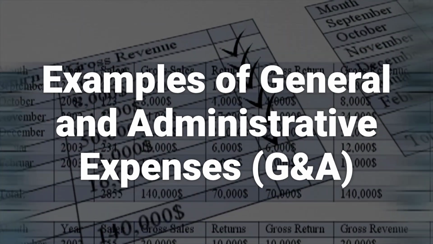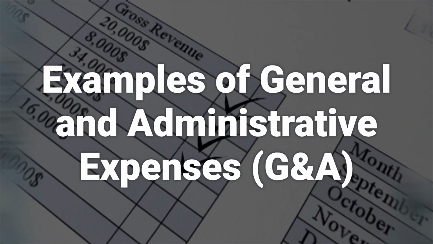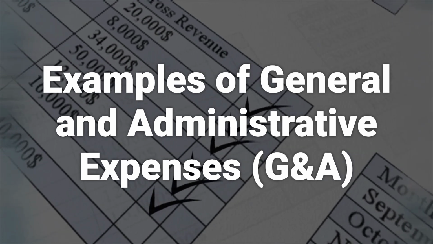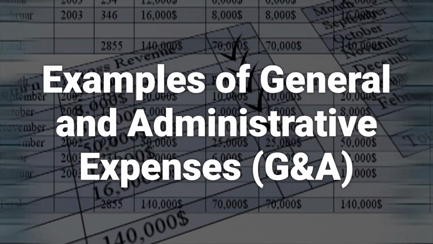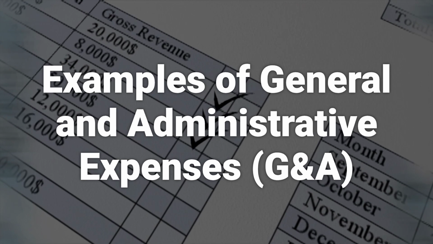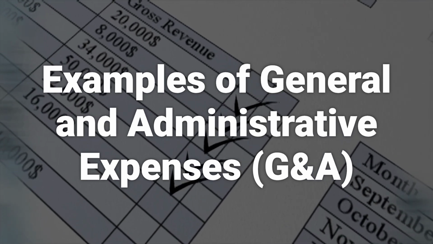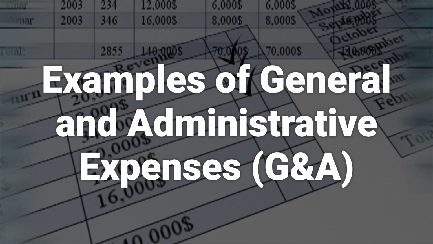Examples of general and administrative expenses include building rent, consultant fees, depreciation on office furniture and equipment, insurance, supplies, subscriptions, and utilities. Salary and benefits attributable to certain employees, such as corporate management as well as the legal, accounting, and information technology (IT) departments are also classified as G&A expenses.